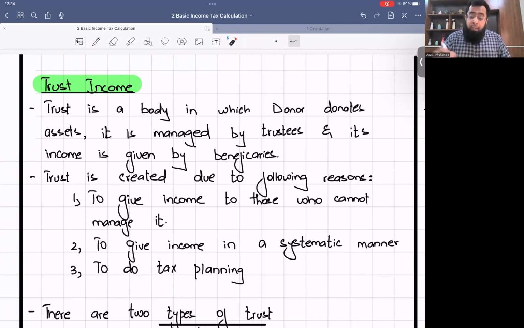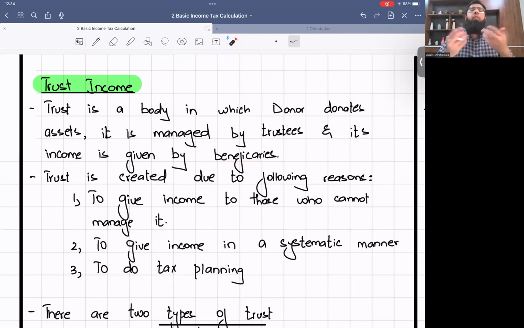So, what is a trust? It is a body in which the donor donates the assets. The donor is giving the assets. Those assets are managed by a board of trustees, and the benefit, the income, is given to the beneficiaries.